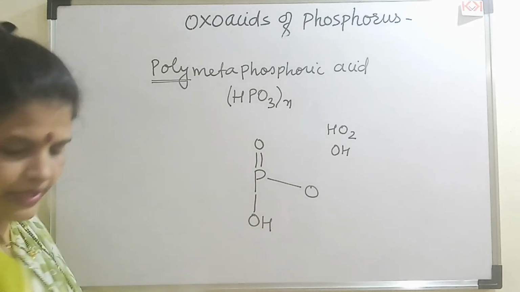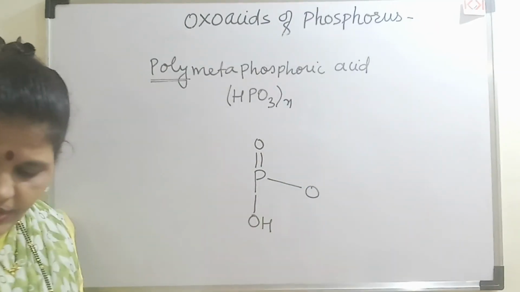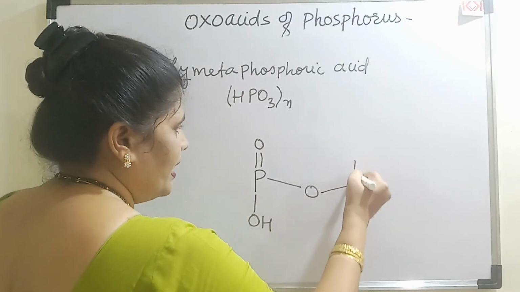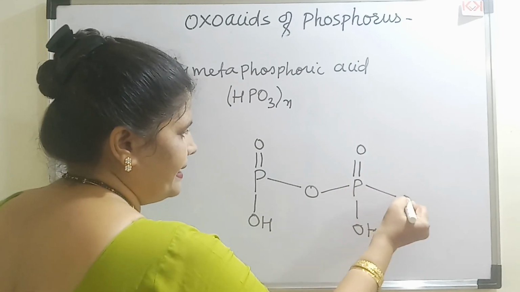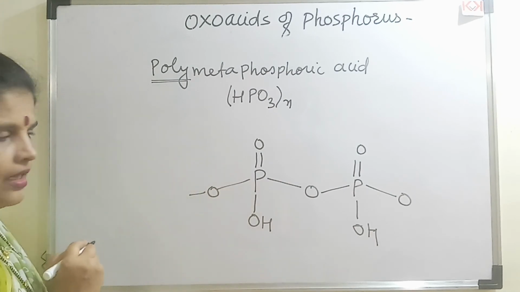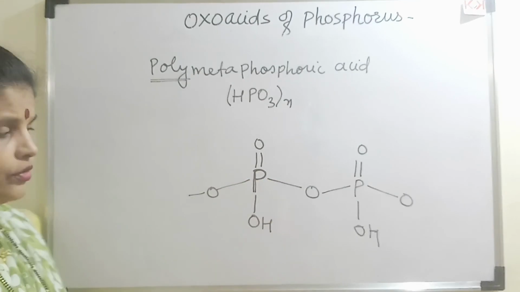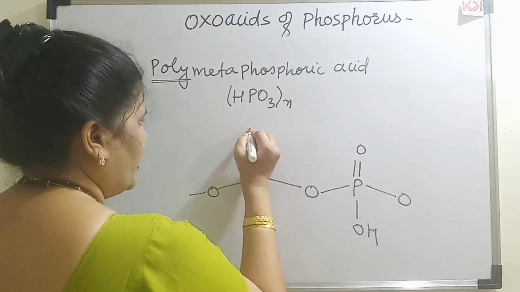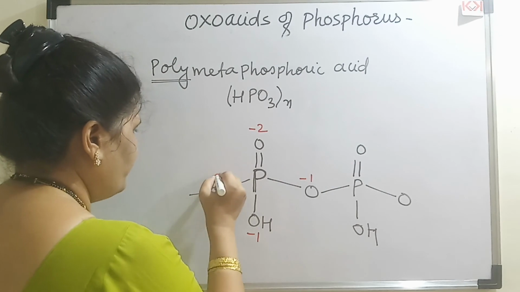Now what will happen, student? The other phosphorus atom from the neighboring unit, because this unit is repeated. So what I will have is the other phosphorus atom, a double bond oxygen and an OH. And this will be again attached to oxygen. So this chain will continue in this way. Now you have to assign the oxidation number for this. So let us try the oxidation number now. What will be the oxidation number, student, here? -2. This will be -1, -1 and -1.